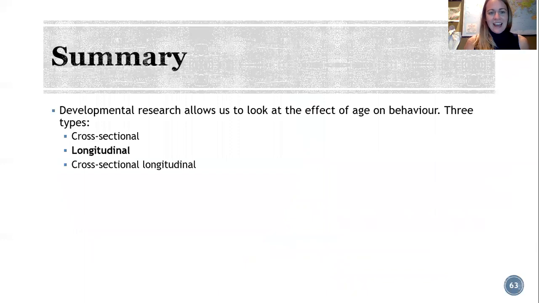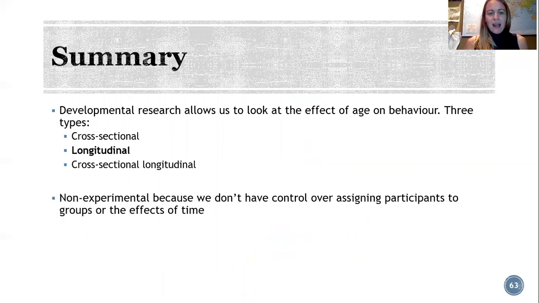So to summarize, developmental research allows us to look at the effects of age and what effect that has on our behavior. There's 3 main types: cross-sectional, longitudinal, and cross-sectional longitudinal. All of these fit into the category of non-experimental because we don't have control over assigning participants to groups and we don't have control over time.